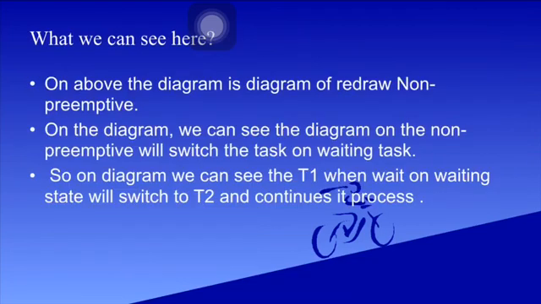On the above diagram is the redrawn non-preemptive schedule. On the diagram, we can see that non-preemptive scheduling will switch the task when it reaches the waiting state. We can see that when T1 is in the waiting state, it will switch to T2 and continue its process.